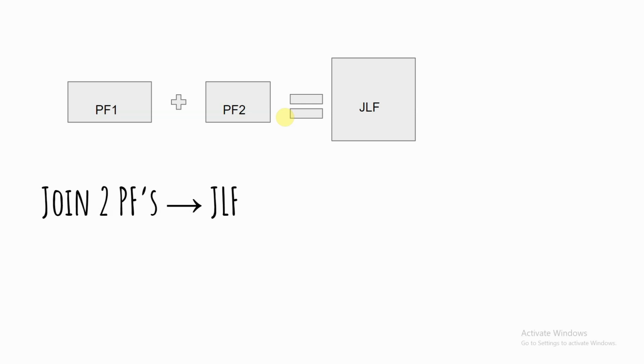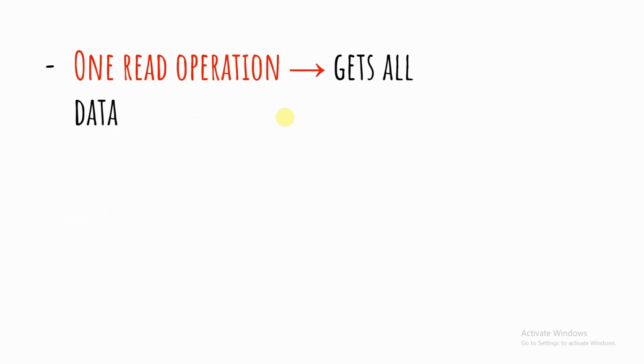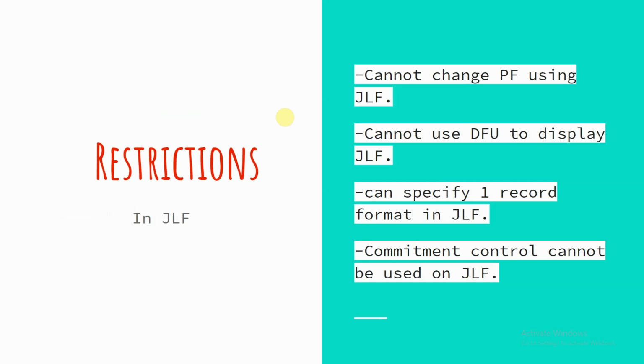So there we have two PFs, and we are combining those PFs by using the keys and creating a JLF, a join logical file. Two PFs make a JLF, so one read operation gets all the data.